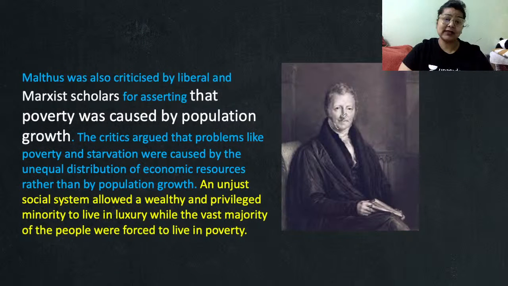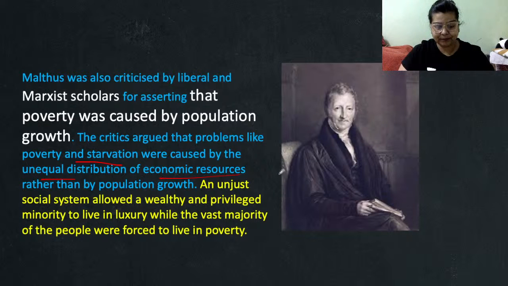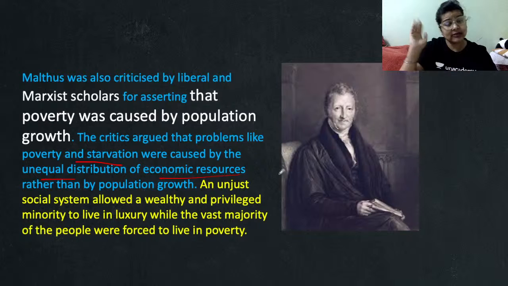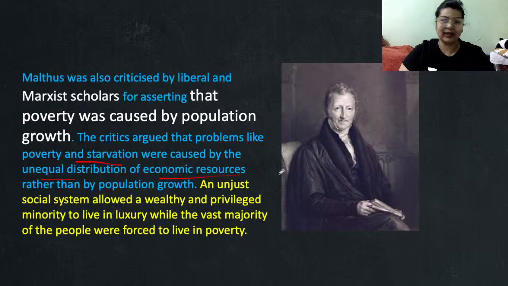He was criticized by liberal and Marxist scholars for asserting that poverty was caused by population growth. Critics argued that problems like poverty and starvation were caused by the unequal distribution of economic resources rather than by population growth. A very unjust social system allowed a wealthy and privileged minority to live in luxury while the vast majority of people were forced to live in poverty. So this was another factor which played a very important and yet tricky role, and it was counted as very important in every way.